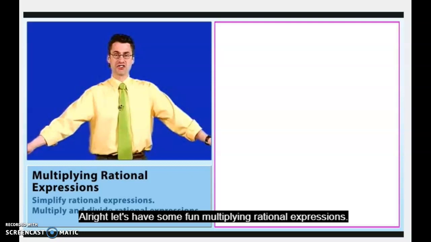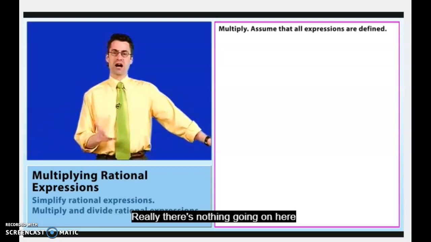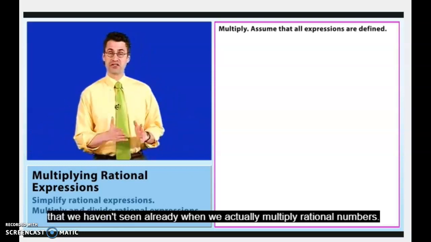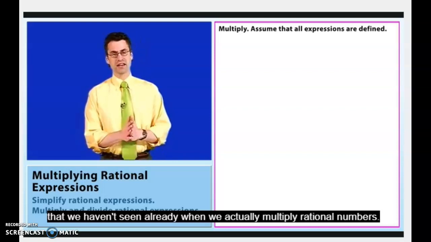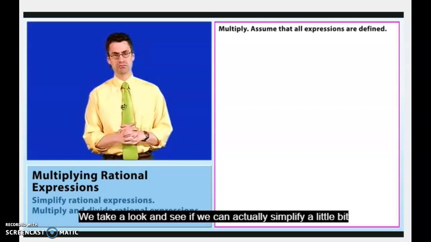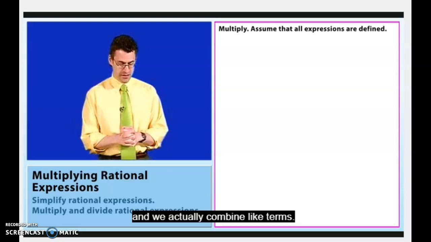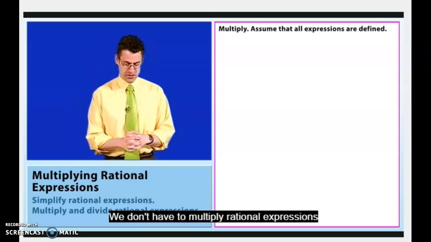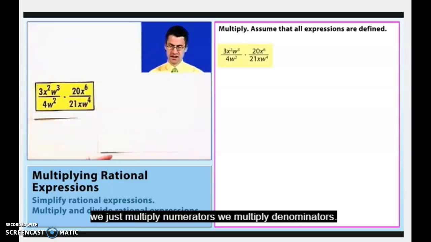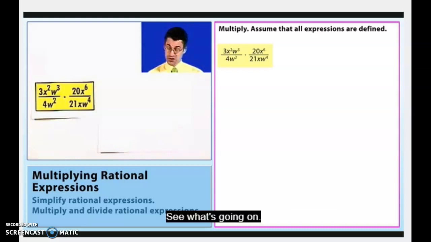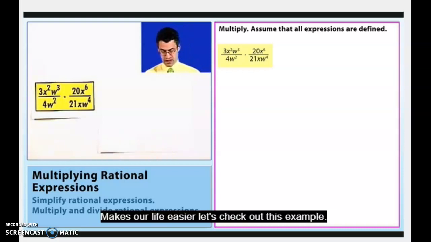Let's have some fun multiplying rational expressions. Really, there's nothing going on here that we haven't seen already when we multiply rational numbers. We take a look and see if we can simplify a little bit, and we combine like terms. We know how to multiply rational expressions. We just multiply numerators, we multiply denominators. Of course, if we can simplify first, it makes our life easier.